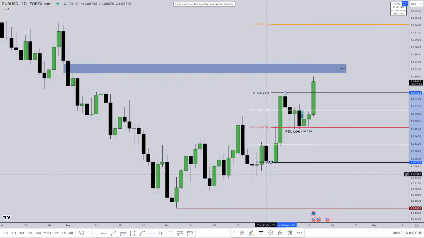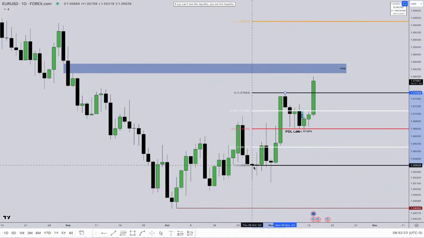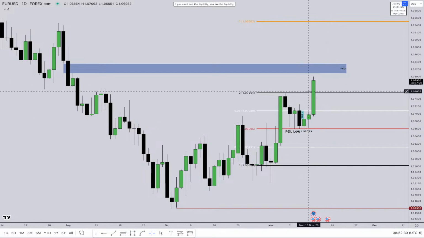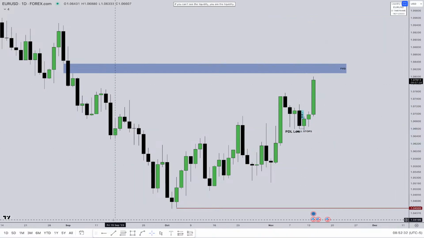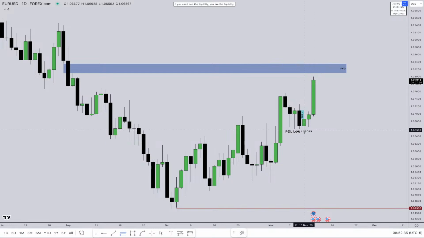I'm not considering the wicks because the wicks are where the retail are going to be attacked. We're looking at the bodies. You could be considering the bodies up here. You can see price traded lower, barely touched discount, traded higher. Now, if we continue running right there.